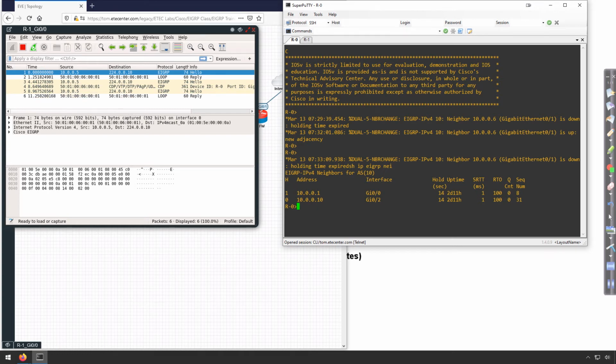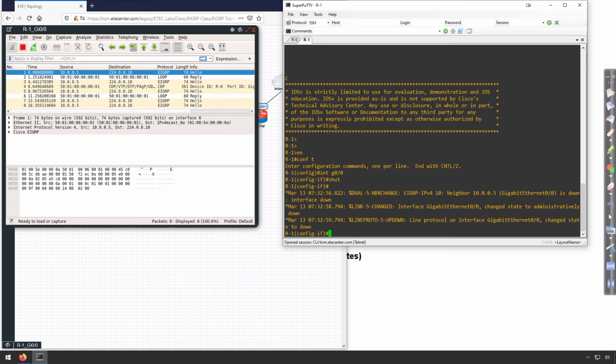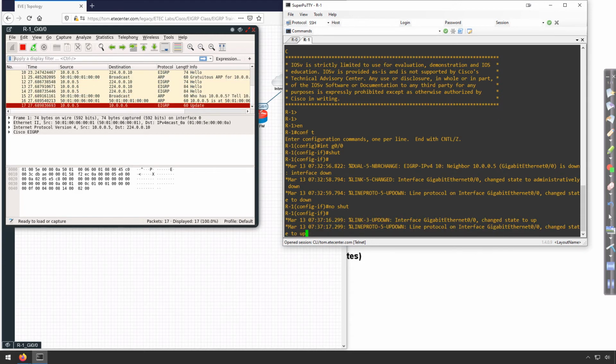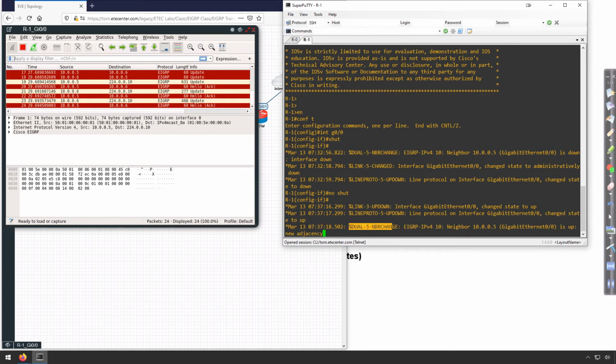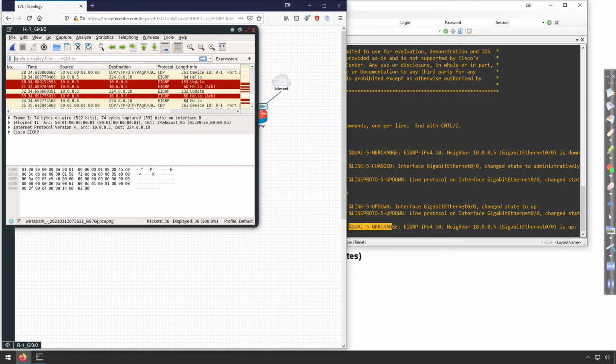And you can see it's still receiving hello from router 0. Let's re-enable the interface on router 1 by no shut. And router 1 came up, router 2 came up, and the exchange happens. You can see these highlighted in red. Let's stop and review the statistics.